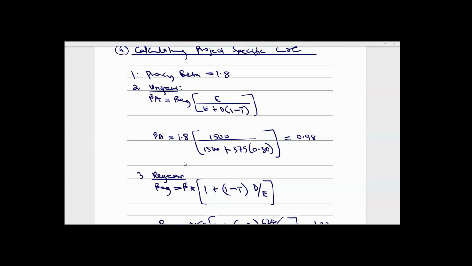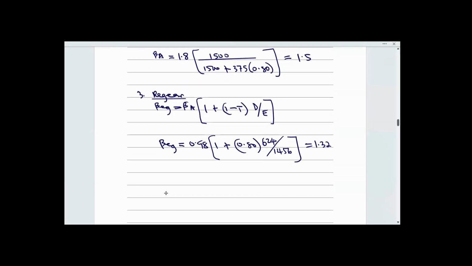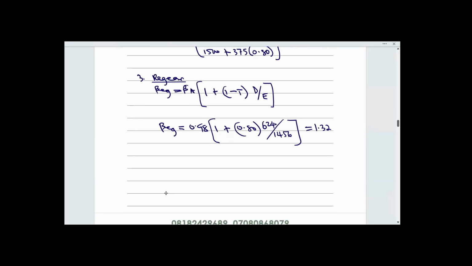1,500 divided by 1,800 equal, then multiply by 1.8 equal to 1.5. So this one's supposed to be 1.5. Okay, so here will be 1.5.